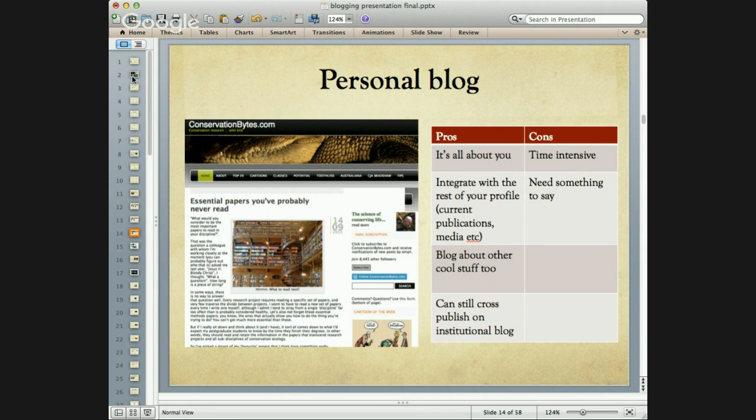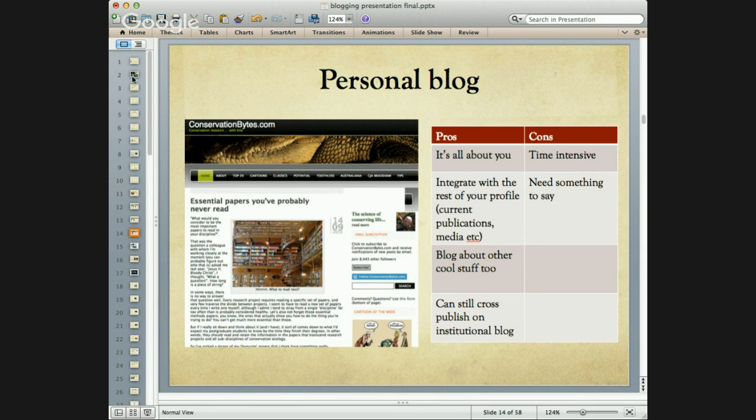You can blog about your science, but you can also blog about other cool stuff if you have a personal blog. So as you can see here, Corey, the scientist featured in this blog, has written something on essential papers you've probably never read. Now, whether or not he could write that for the university that he works at, and whether that would be interesting to the university, that may not be true, but he can write it on his personal blog.